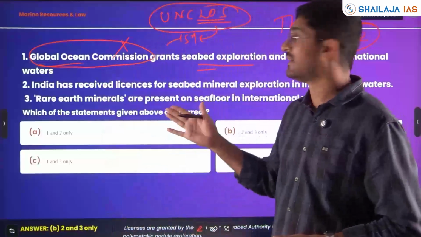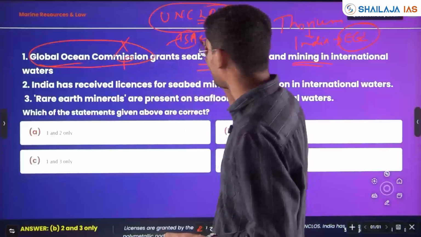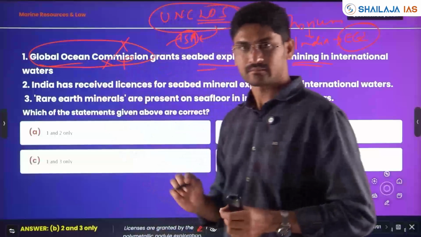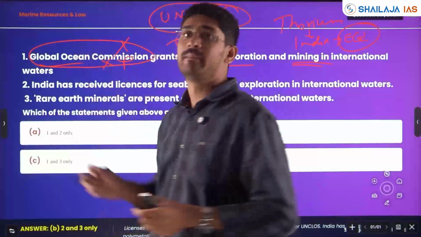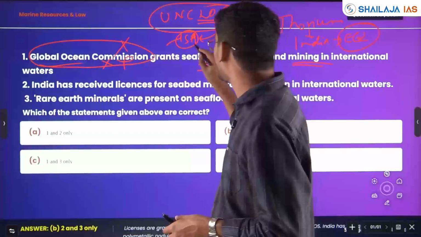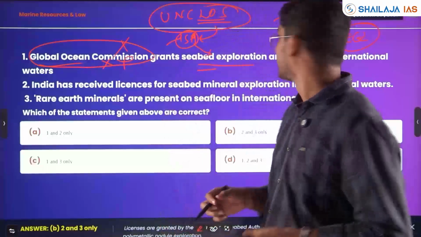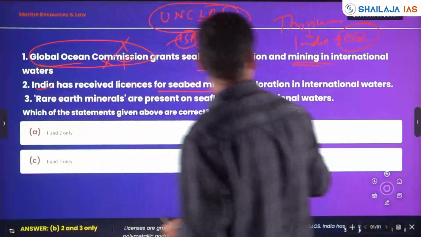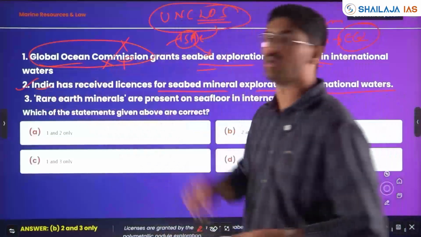Always, the body giving the license will not be a commission, it will be an authority. Once you know which language, which bodies will be there for what purpose, you will be able to answer. International Seabed Authority will give mining and exploration licenses and permission. India has received a license for seabed mineral exploration in international waters. Correct, I told you already, thorium.